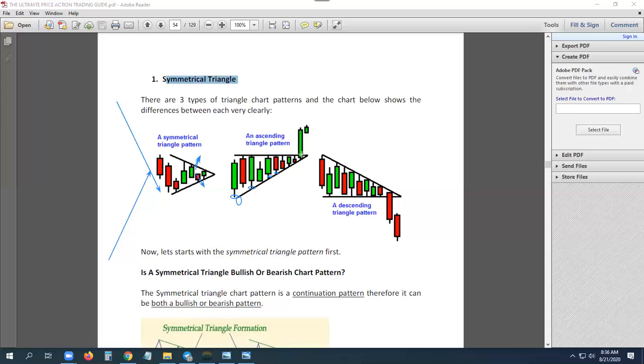So you create a resistance. But the resistance is horizontal, the support is rising. So this is why we call it an ascending triangle. A number of times it is believed that when you have an ascending triangle, the breakout will occur to the upside. Like this candle breaks up above that resistance, then you continue trading up.